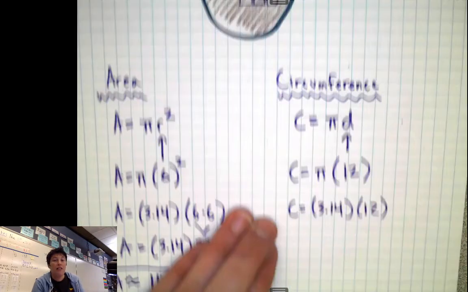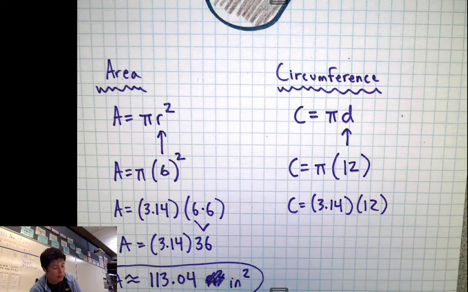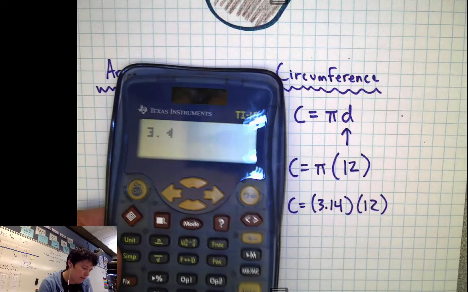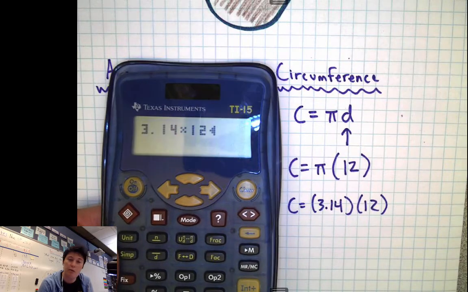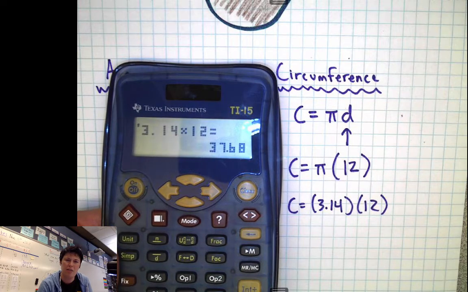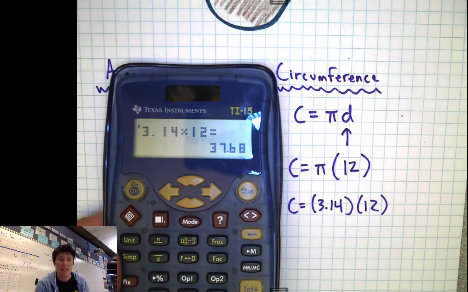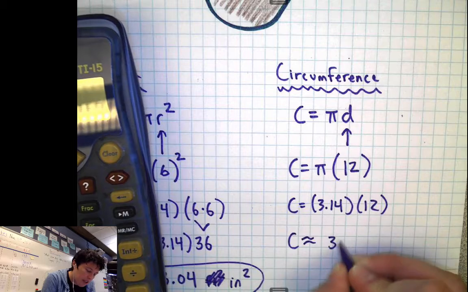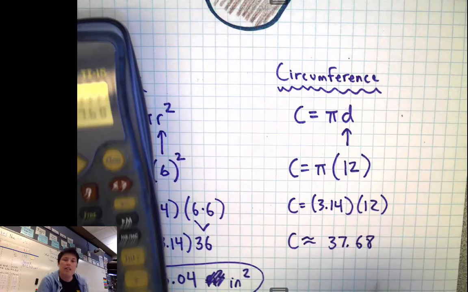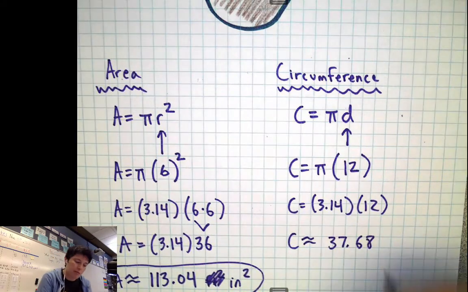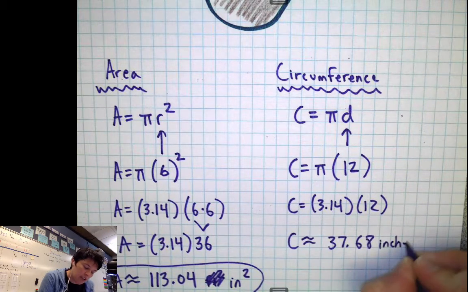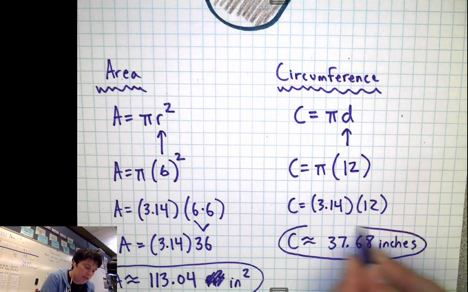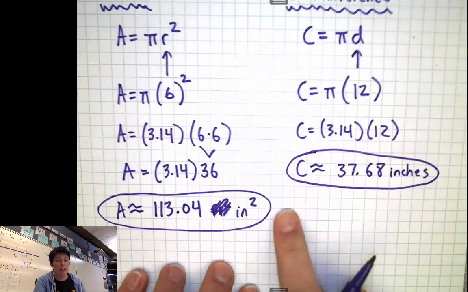So again, if I didn't have a calculator, I would be stuck, but I do. So I'm going to grab my calculator and we're going to put in 3.14 times 12 to see what we get. And I got 37.68. So I'm going to write circumference is about equal to 37.68. And that's the distance around the circle, so we measured that in inches. It is about 37 inches around the circle, which is much different than our area answer.